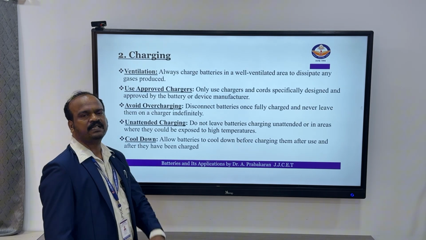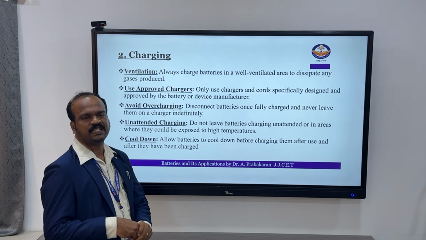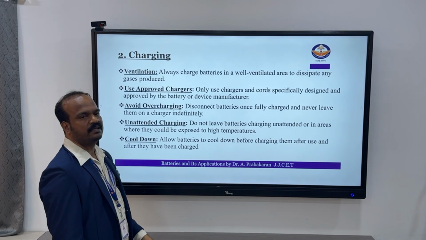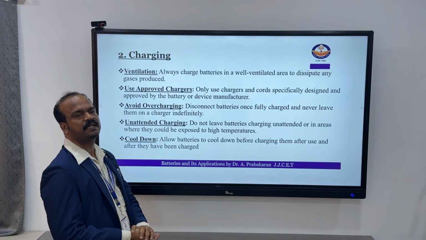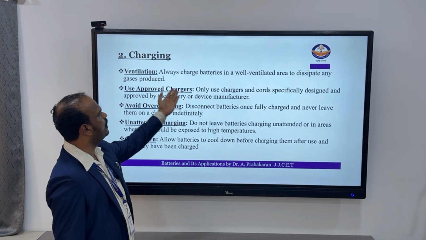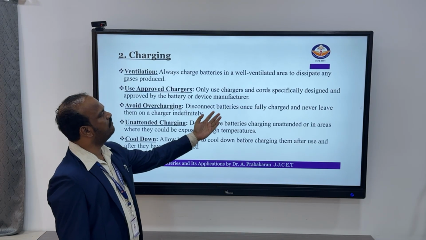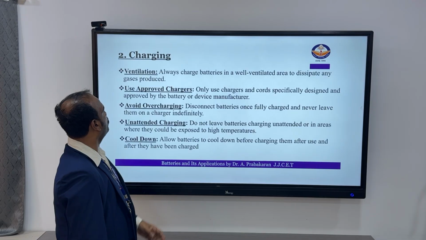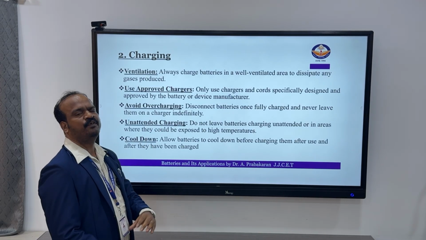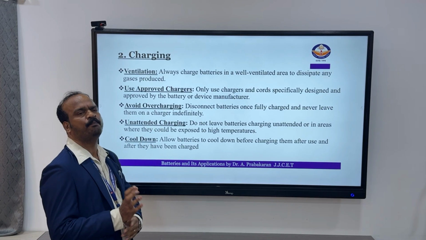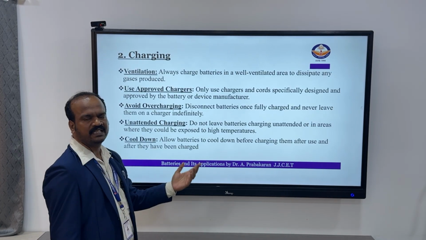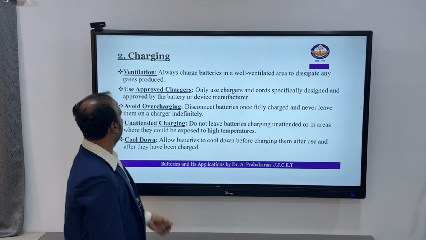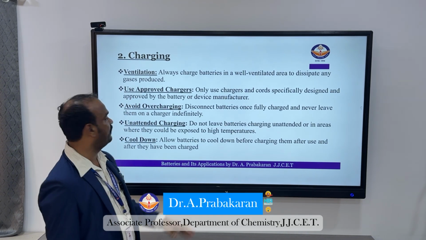And the second one, charging. During charging, what about the safety aspects? What safety process should we follow? Ventilation. During the charging process, the batteries need ventilation. Always charge the batteries in a well ventilated area to dissipate any gases produced. And use proper approved chargers. Before charging the battery, we must use only approved chargers. Only use the chargers and cords specifically designed and approved by the battery or device manufacturers.